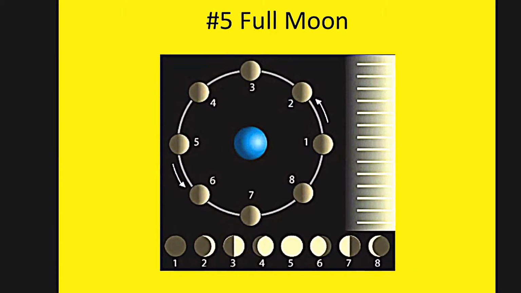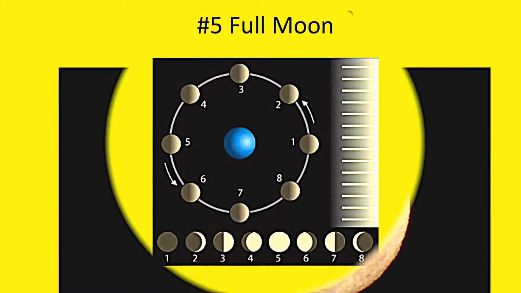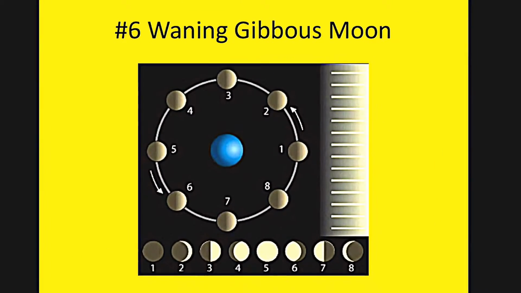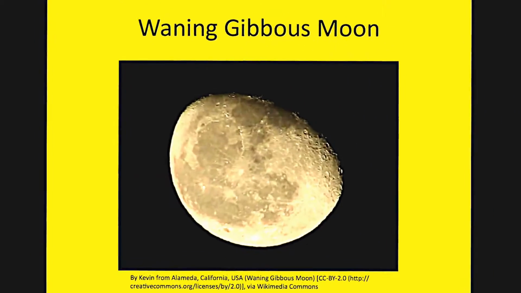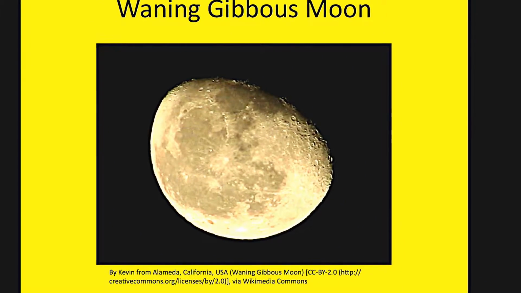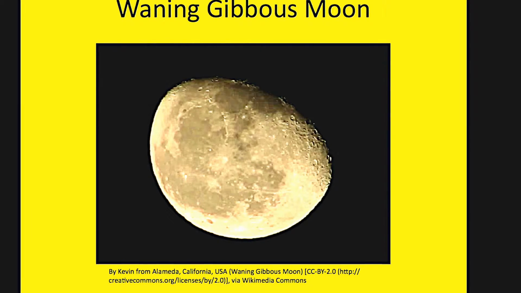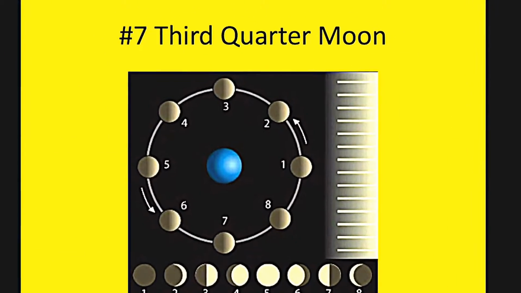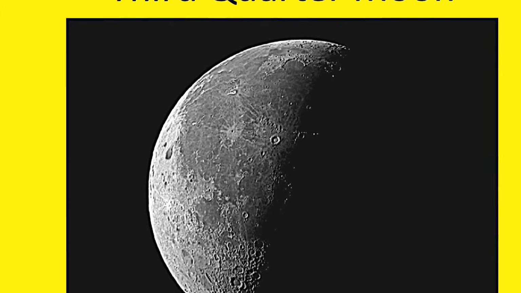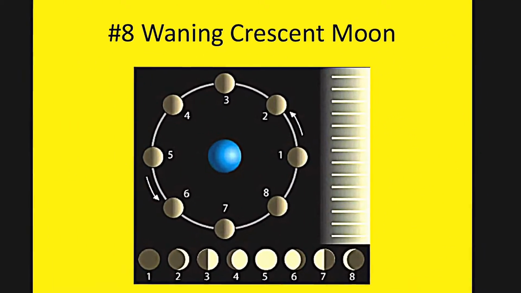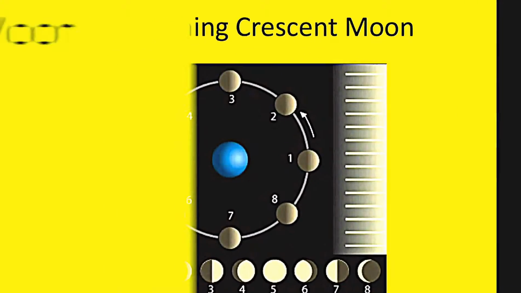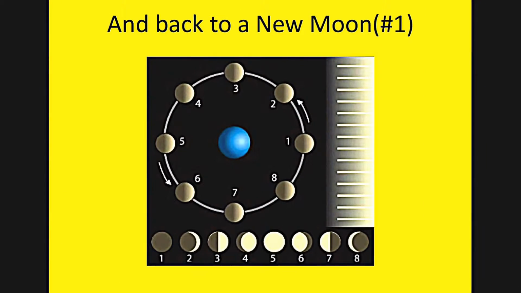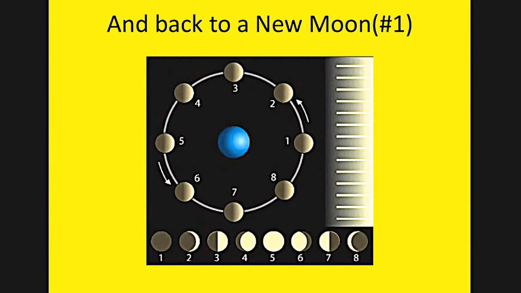When we see the entire moon from one side, it is phase 5, the full moon. Following the full moon, the moon wanes or grows thinner each night, and we have phase 6, the waning gibbous moon. When we can see half of the moon again, it is phase 7, the third quarter moon. In phase 8, the moon is a waning crescent moon, right before the phases start over and before it becomes a new moon again.